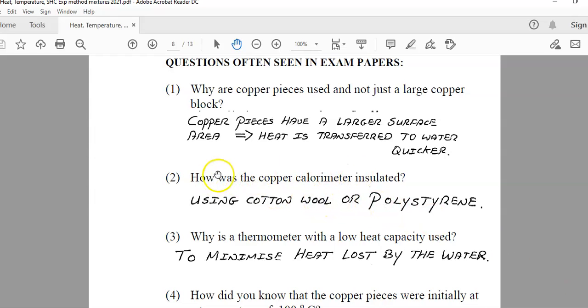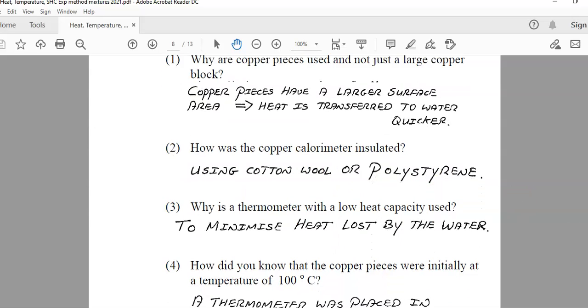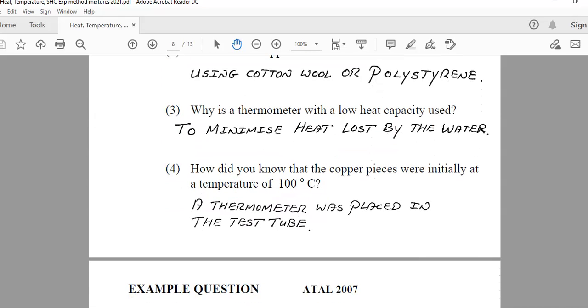This came up in the Leaving Cert paper only a year ago. Or was it this year's paper, actually, 2020, which was done quite recently by students. How was the copper calorimeter insulated? Well, you can say any insulating material whatsoever. Cotton wool around it will do perfectly, or polystyrene foam around it, or a piece of carpet, or anything will do it. But cotton wool or polystyrene are two very good answers. Why is a thermometer with a low heat capacity used? Well, we use a thermometer with low heat capacity so we will minimize the heat lost by the water and absorbed by the thermometer.